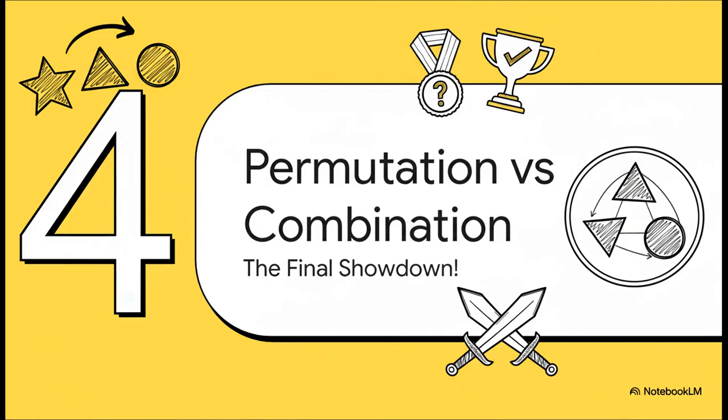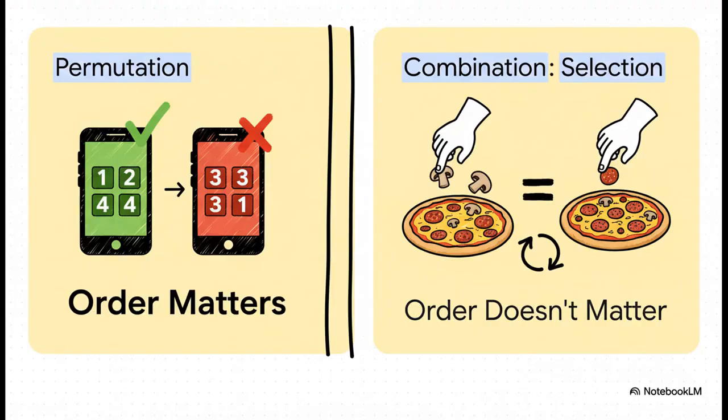All right, now for the main event, the final showdown. The biggest, most important skill you need for your exam is figuring out, should I use permutation or combination? Getting this right is the secret to scoring full marks. So let's put them head to head. Permutation, the key word is arrangement. Order matters. Think of your phone lock. Combination, the key word is selection. Order does not matter. Think of choosing toppings for your pizza. That's it. This one slide is your key to winning this battle.